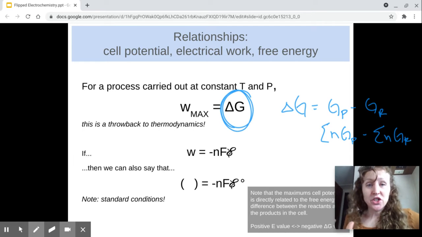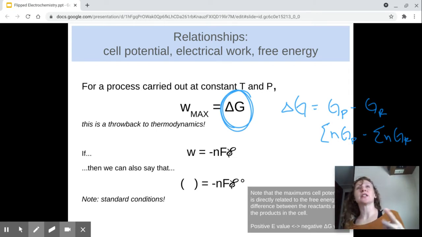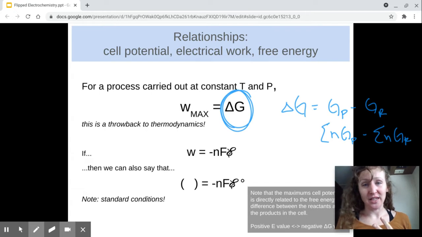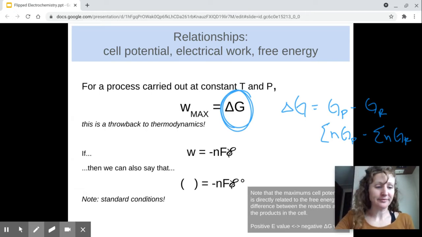And we see this relationship here as well. So a negative delta G, which is a spontaneous reaction, is a positive E value. So now we can look at delta G to tell if it's spontaneous, delta S of the universe to tell if it's spontaneous, and also the cell potential can also tell us if it's a spontaneous reaction.